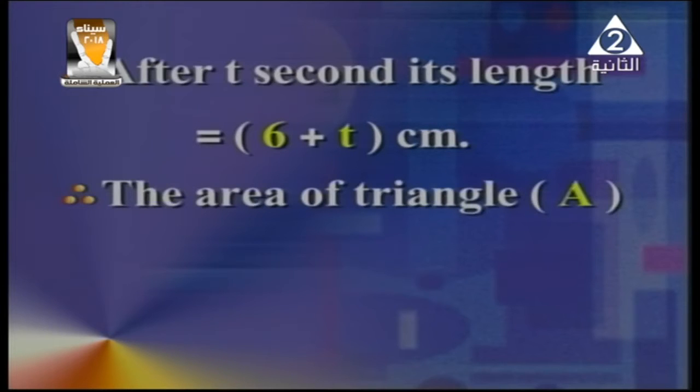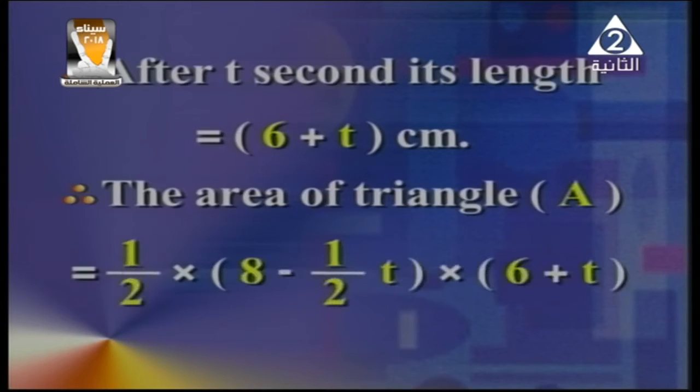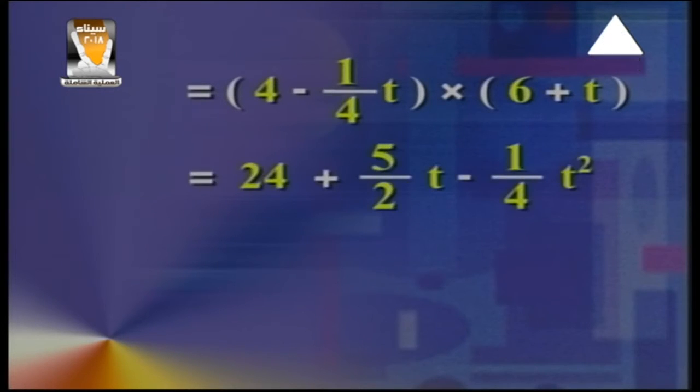The area of a triangle. What do you mean by the area of a triangle, dear student? Half base times height. This is a right angle triangle. Half base times height. What is the base? In brackets, 8 minus half t. What is the height? 6 plus t inside brackets. Then area equals 4 minus quarter t inside brackets times 6 plus t inside brackets. Also, area equals 24 plus 5 over 2 t minus quarter t squared.